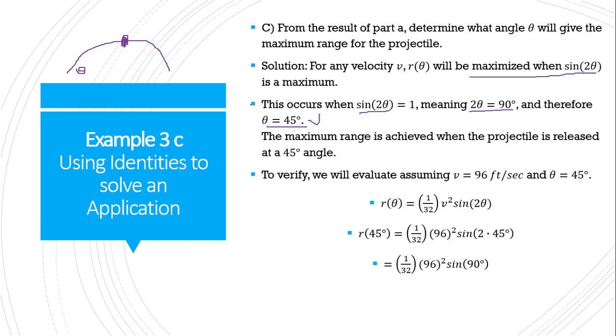We know this is going to happen. Sine of 90 degrees is 1. So 9,216 divided by 32 reduces to 288 feet. So the range of this projectile is 288 feet. That's the highest point that it's going to reach. Coming out of a barrel at 96 feet per second, if it's 45 degrees, it's going to go 288 feet, which is crazy, wild.